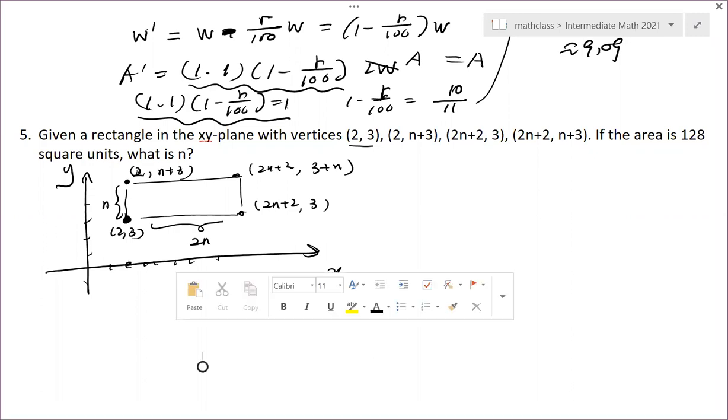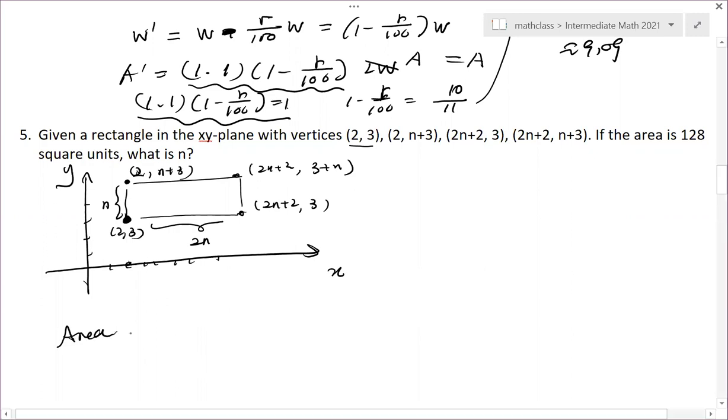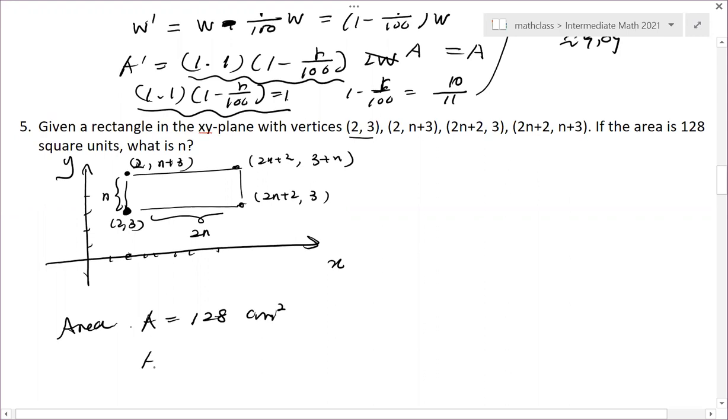So it says that the area A is going to be 128 square centimeters. But this area can be calculated using the width and the length. This is the width, that is the length. The length is n, so it's n squared. And then you set up n squared equals 128, right? And then you solve for n squared.